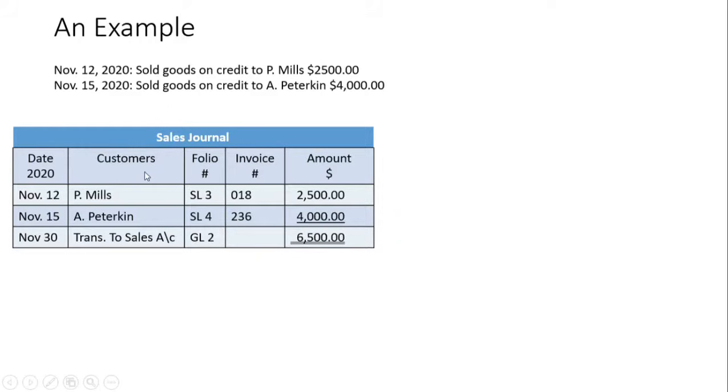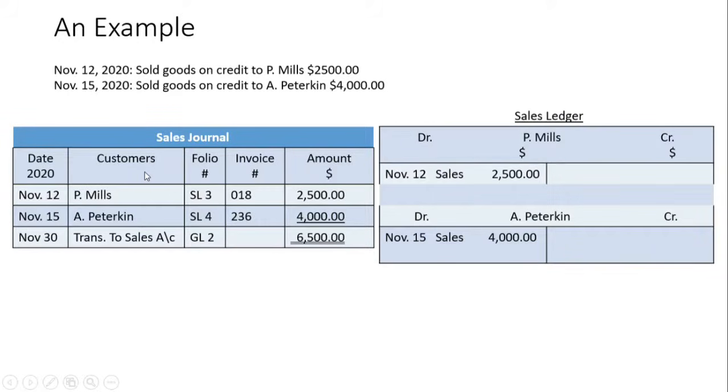All right, and then we have our sales ledger, right? Now I want you to note that these guys are what we would call our debtors, because they owe us money, right? And to increase debtors we would debit, and so the information is placed on the debit side of these guys' accounts. And you can look at it this way too. We are selling them goods, which means that they are receiving goods, right? So P Mills is receiving goods, so the information is on the debit side. Likewise, A Peterkin is receiving goods, so the information is also on the debit side.